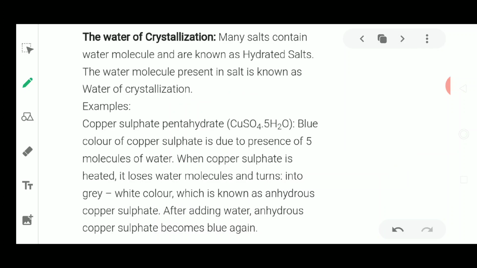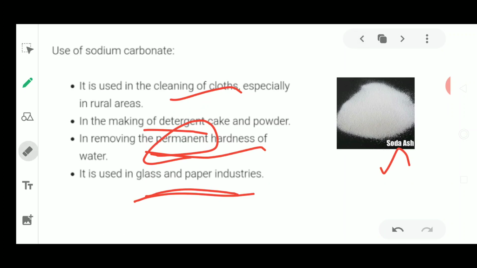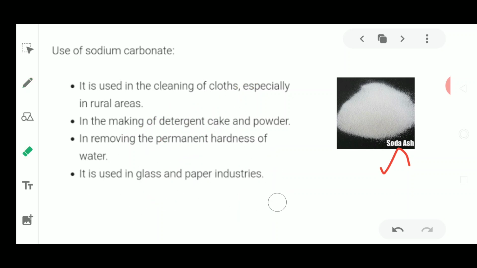Next is a new topic. So that was all about the salts and the different types of salts, and sodium chloride is one of the most common forms of salt which is used. Now we have seen the uses of various salts. Now I'll tell you about the water of crystallization.